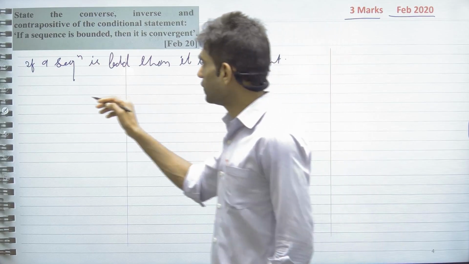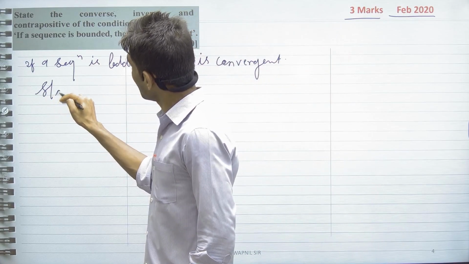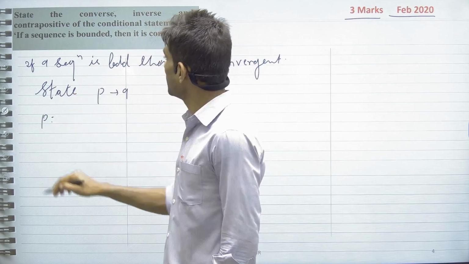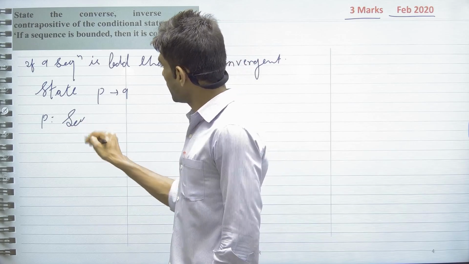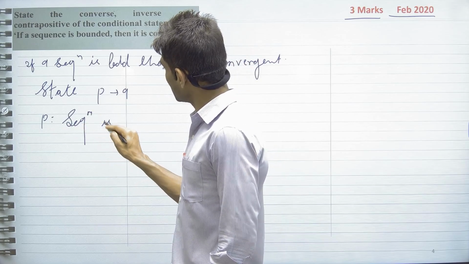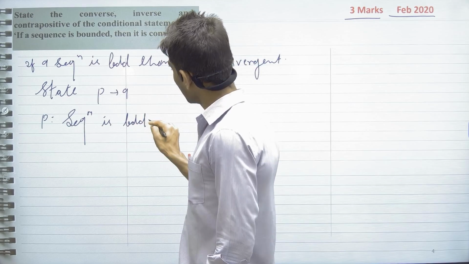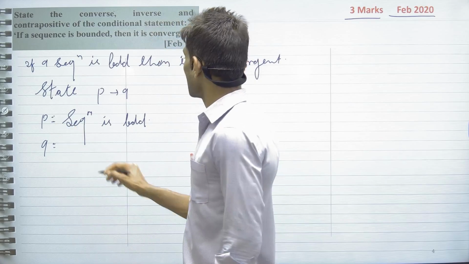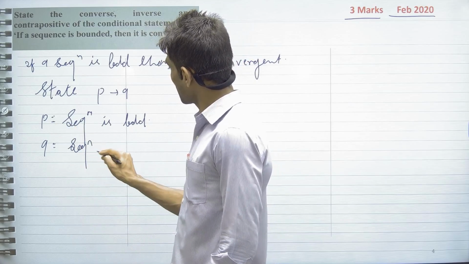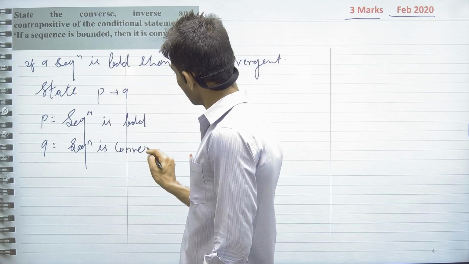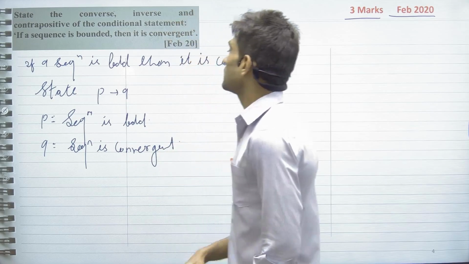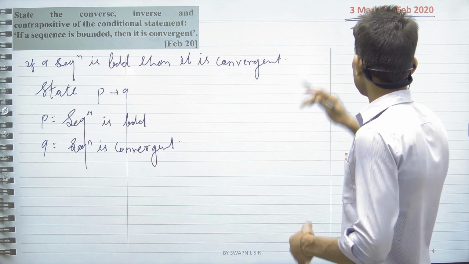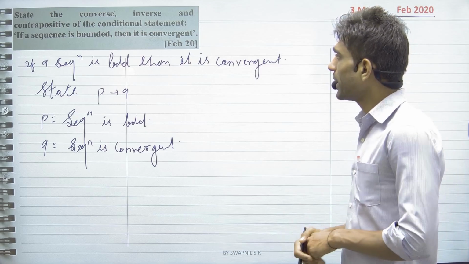Now we will first write down the statement pattern P implies Q. The statement P says the sequence is bounded. Write down the two statements separately: P, sequence is bounded; Q, sequence is convergent. Quite an easy example we have here. It was asked for 3 marks in our February 2020 board exam.